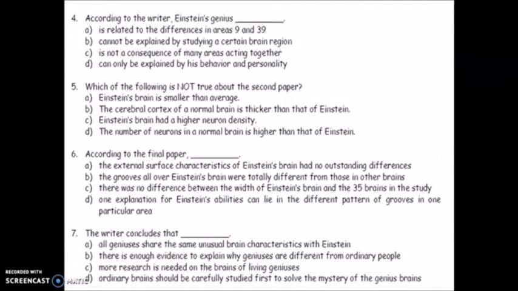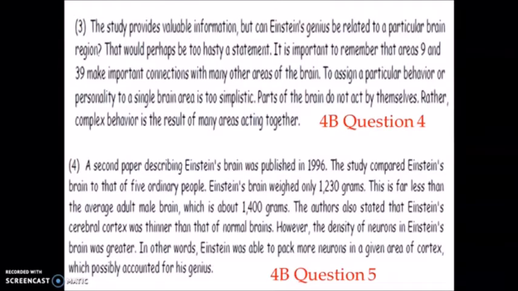Okay. 4, 5, 6, and 7. Here are the answers. Yes, let's look at them one by one.